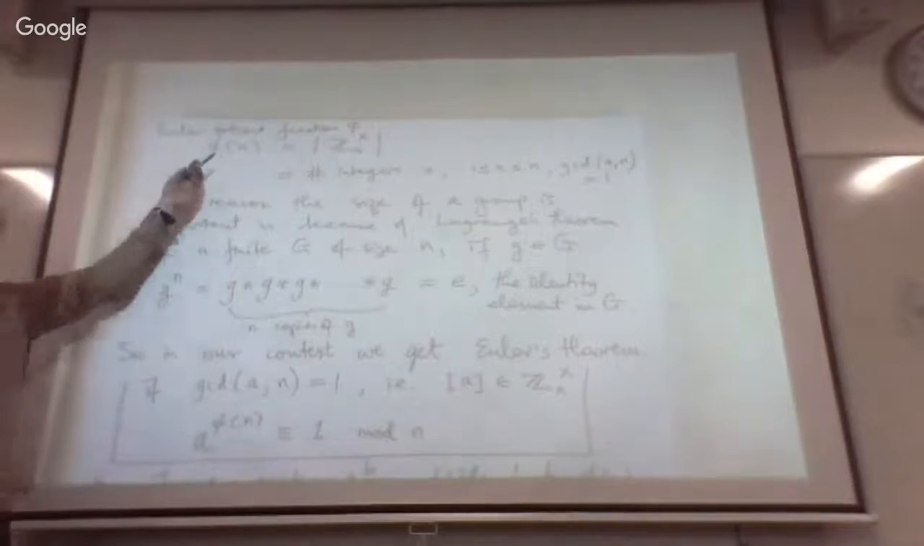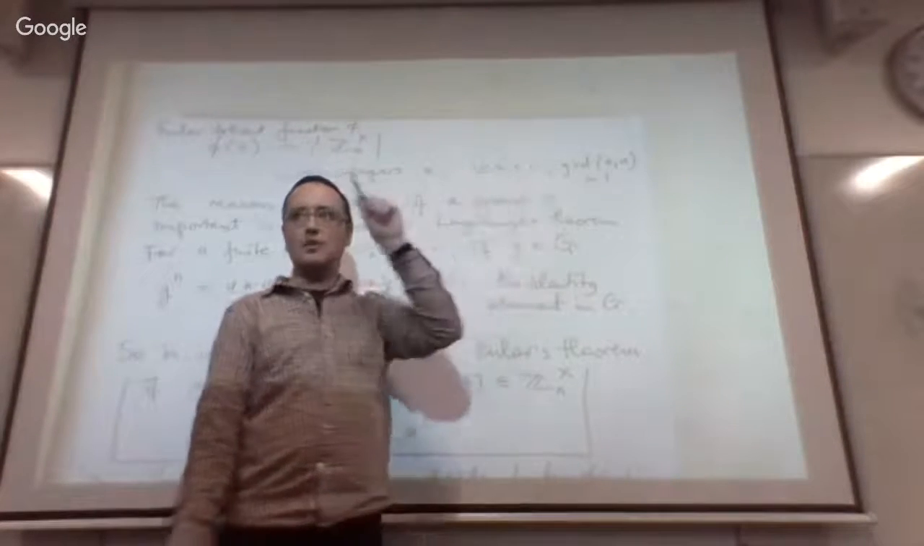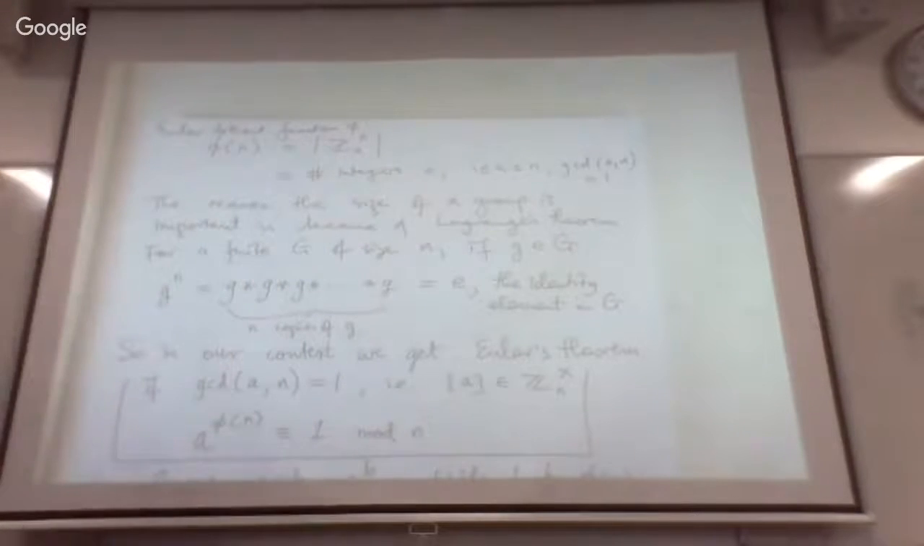If you give me an n, I can sit down and look at all the integers between 1 and n, work out which of them are coprime to n. Okay.